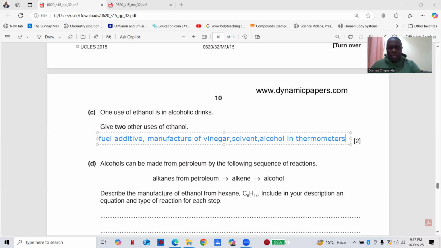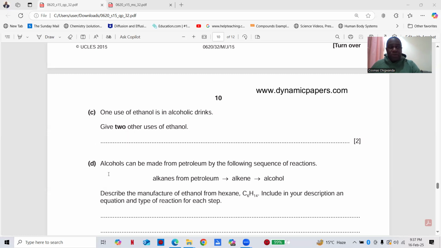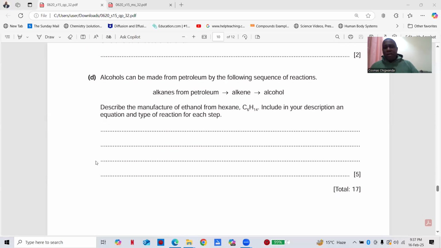Let's look at the very last question for this session. This examiner was testing your chemistry to find out whether you know how you can move from this long hexane molecule until you get your ethanol. There are two processes involved here. Long molecules like hexane usually don't have much use in chemistry because they're too long, so we actually have to break them apart.